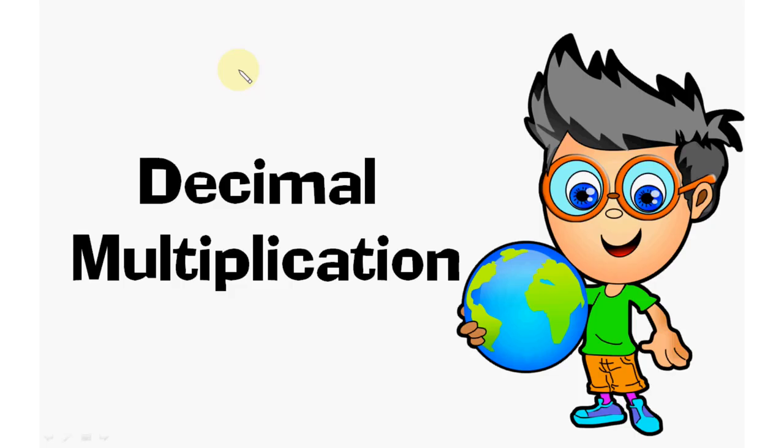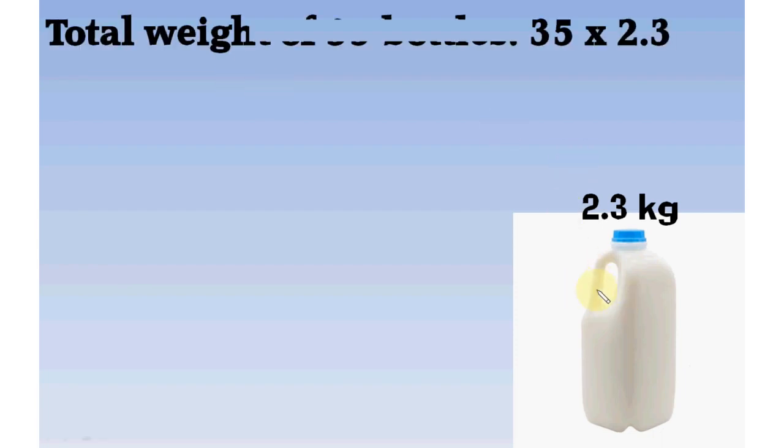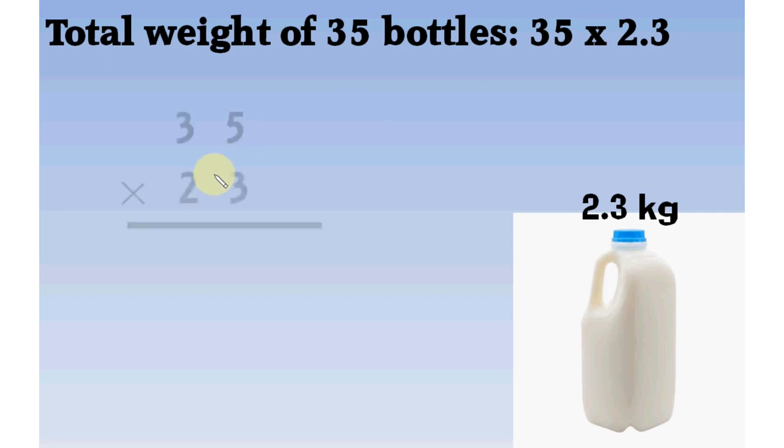Before we start, you must know that decimal multiplication is like any ordinary multiplication. The weight of a 2-liter milk bottle is 2.3 kilograms. Then, what is the total weight of 35 bottles? 35 multiplied by 2.3. First, forget the decimal point.